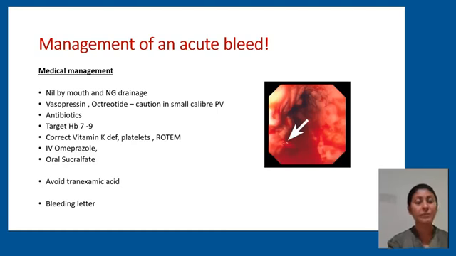It's very important you give a bleeding letter to the child on discharge. The bleeding letter would carry all the information on what to do in an acute bleed. If the child presents with acute bleed next time, even the house officer would see the written instructions for management of an acute bleed. That is the meaning of a bleeding letter.